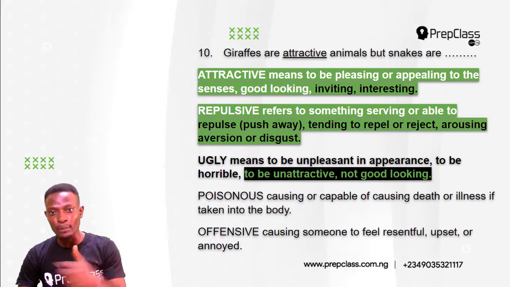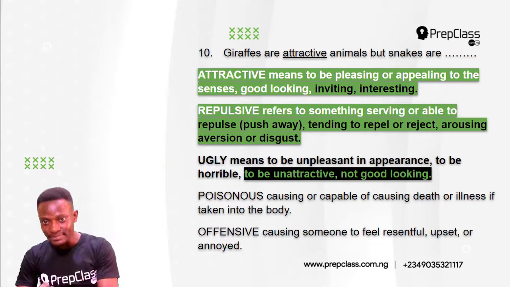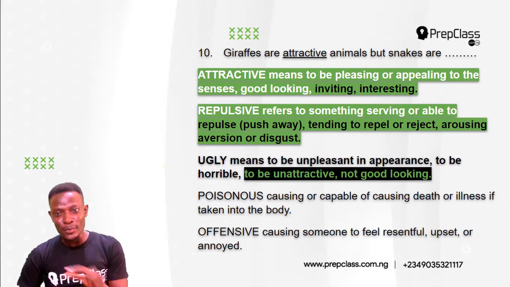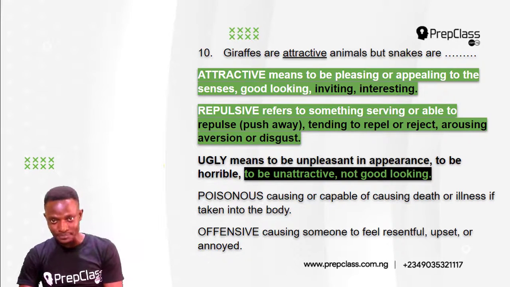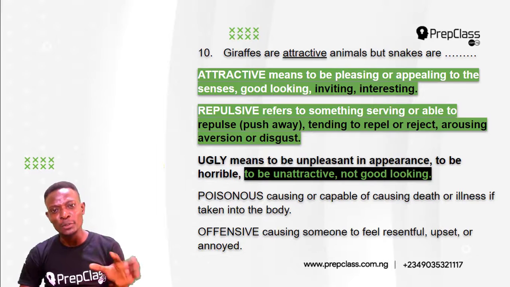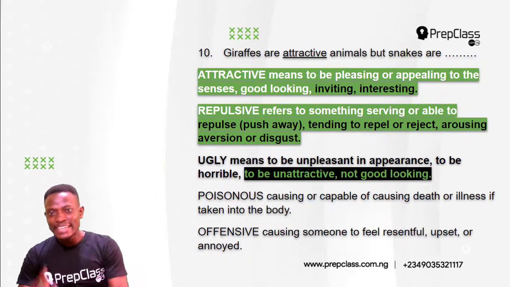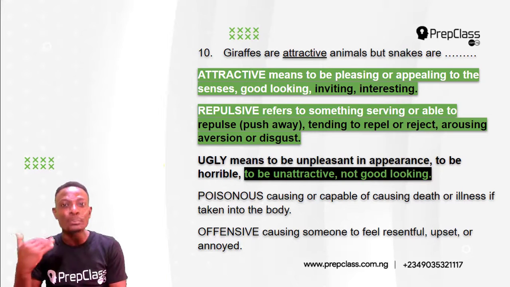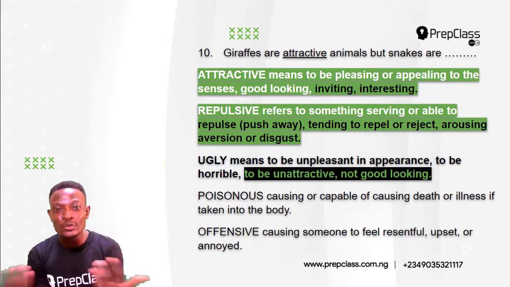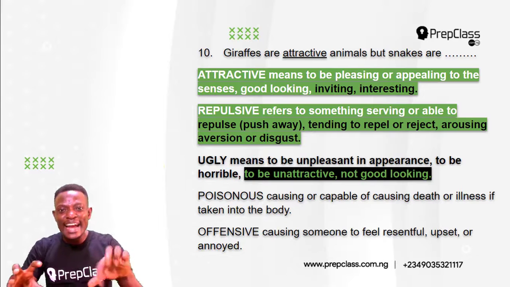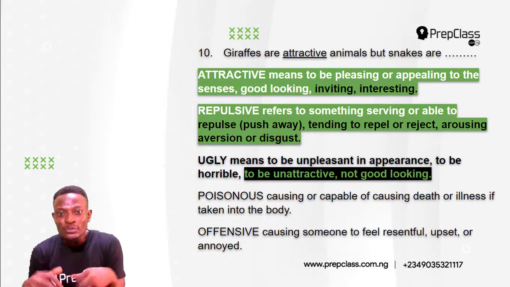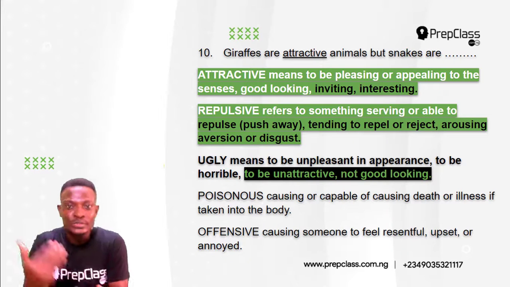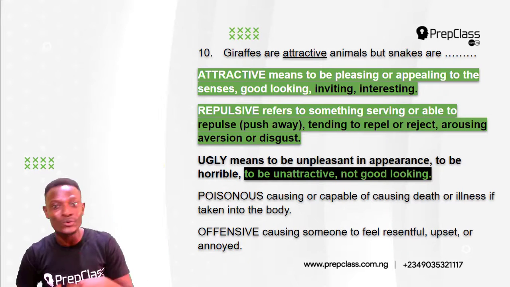Now, ugly means to be unpleasant. Attractive means to be pleasing. Attractive means to be good looking. Ugly means to be unattractive, not good looking. But the answer to this question is option A, repulsive. Giraffes are attractive, they are inviting, you want to get close to them, but snakes are repulsive. Nobody wants to get close to snakes, they push you away. They arouse disgust and aversion. Nobody wants to get close to them, but giraffes are attractive, they are inviting. They make you want to get close to them, play with them, touch them, but snakes are repulsive.